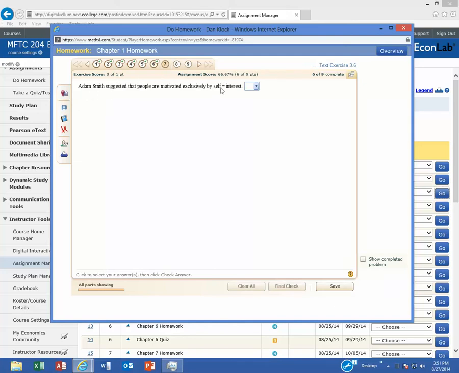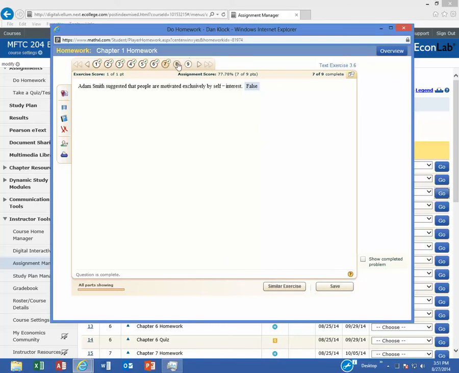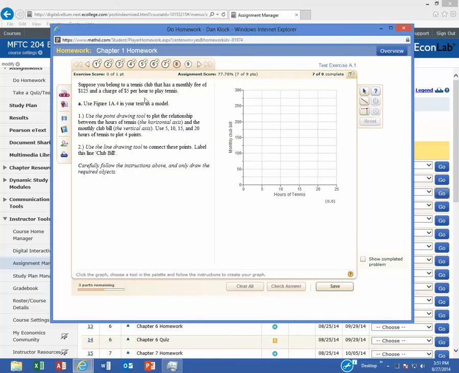Number 7, Adam Smith said that people are motivated exclusively by self-interest. Yeah, that's a little bit of false. We can read about Adam Smith, the world's first economist, wrote The Wealth of Nations in 1776. An interesting book. I think our library has it. Don't read it. Oh, I got a little graphing to do.